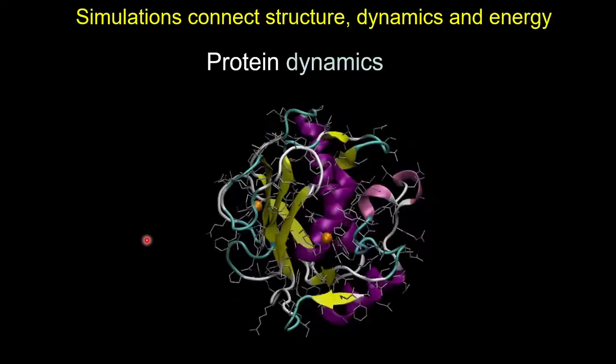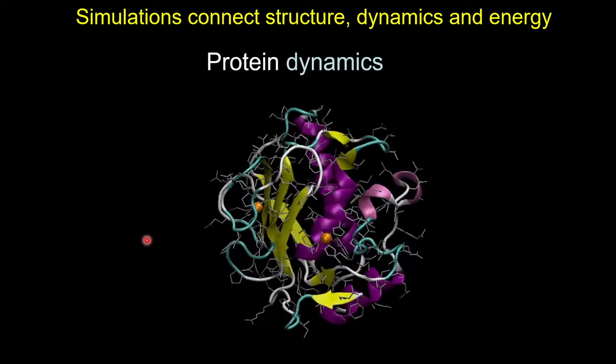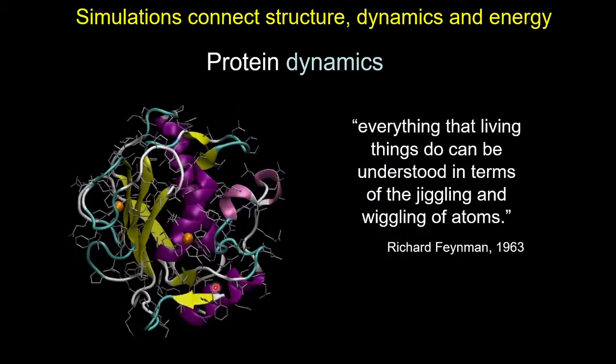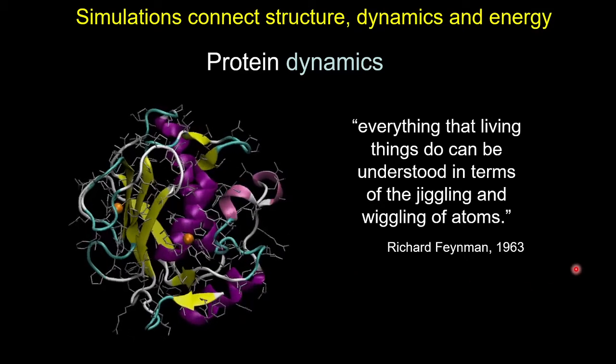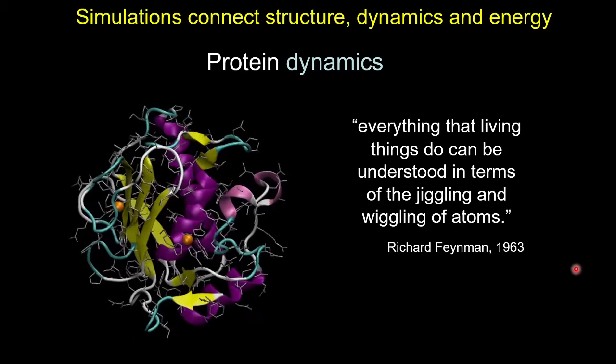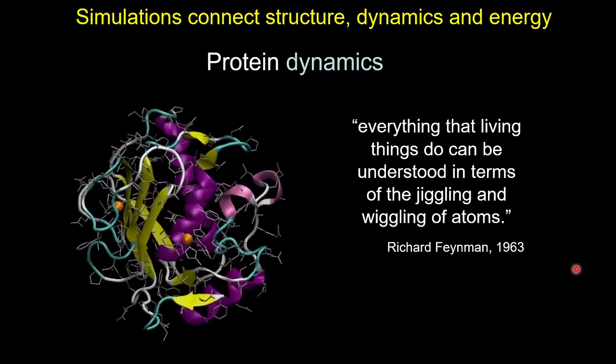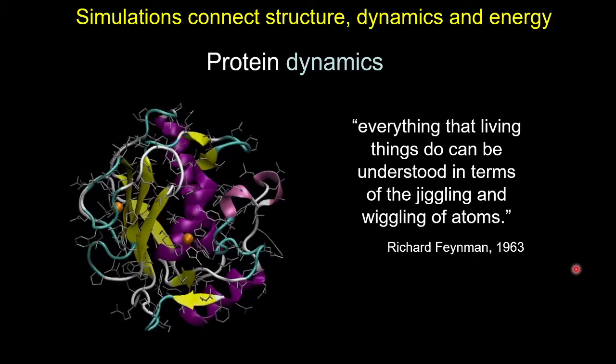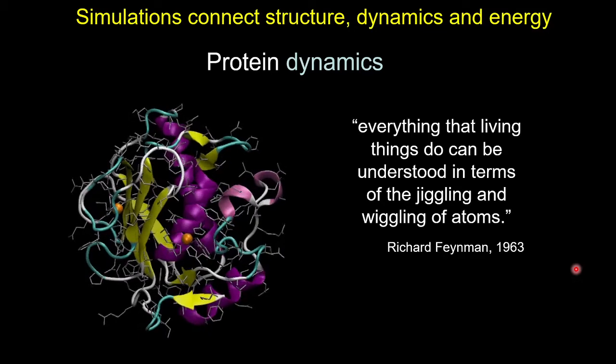These experimental structures are wonderful, but what we need to understand is flexibility, especially for flexible molecules like the spike. And I really like this quote by the Nobel Prize winning physicist Richard Feynman: everything that living things do can be understood in terms of the jiggling and wiggling of atoms. And so we just take the experimental structures, wiggle them around, and hopefully we're going to learn something from that.